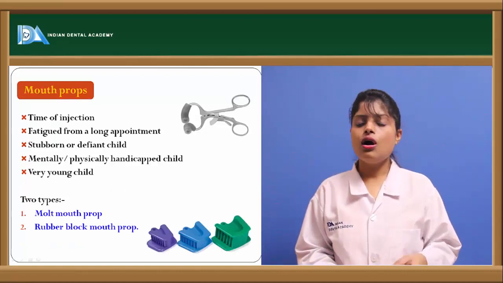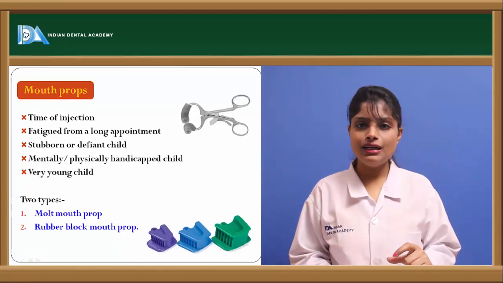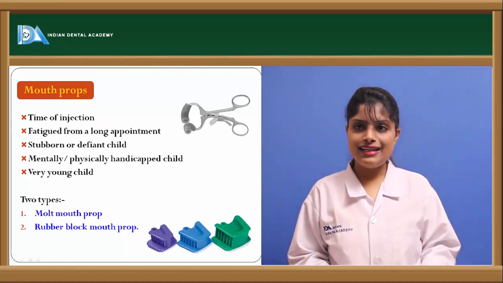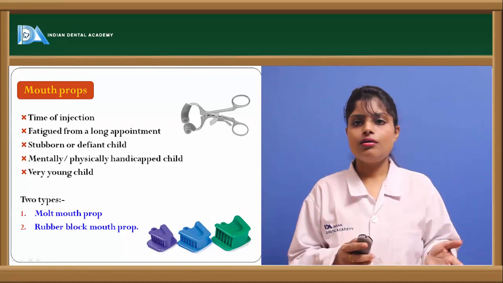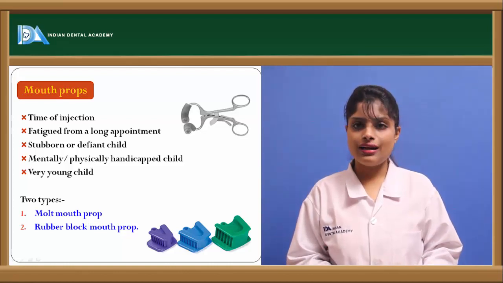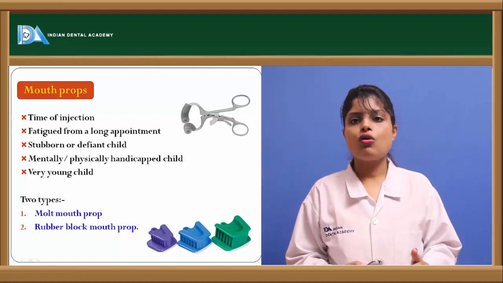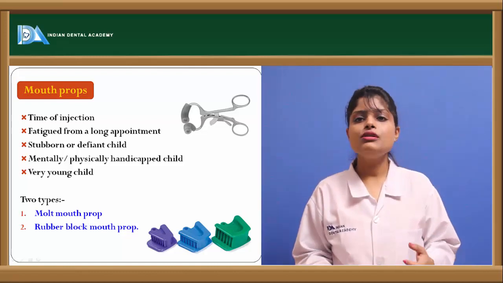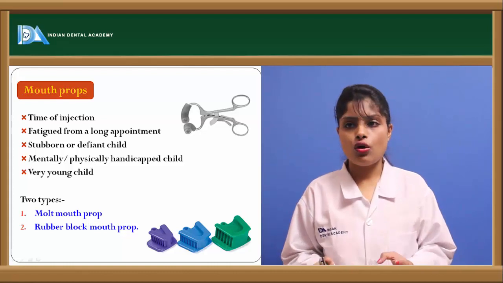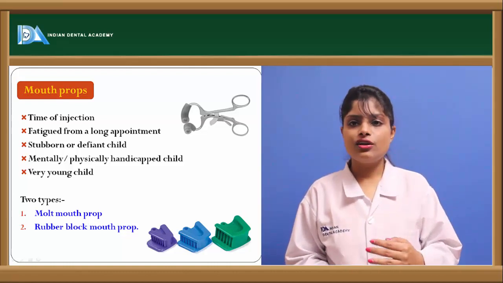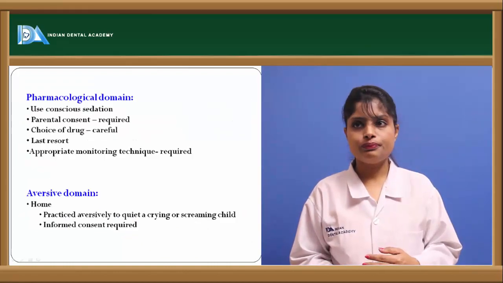There are also mouth props which can be used at the time of injection in a fatigued child, a stubborn or a non-resilient child, a mentally or physically handicapped child, or in the case of a very young child who is unable to keep their mouth open for long appointments. Generally, the mouth props can be either of the rubberized type or Molt's mouth prop with a chain.